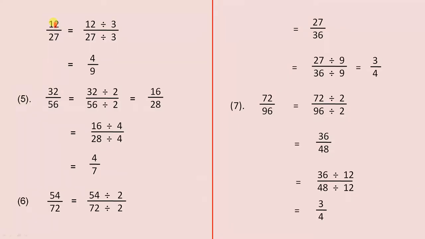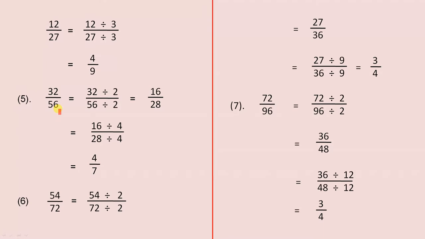So we had 12 over 27. I think we can see that each of those will divide by 3. 12 divided by 3 is 4. 27 divided by 3 is 9. So the answer is 4 over 9 in simplest form.